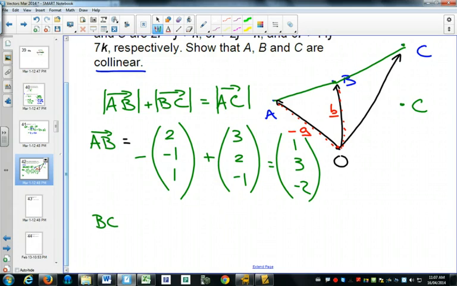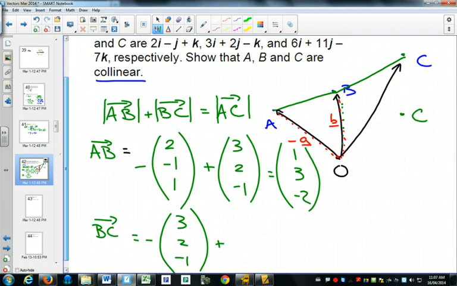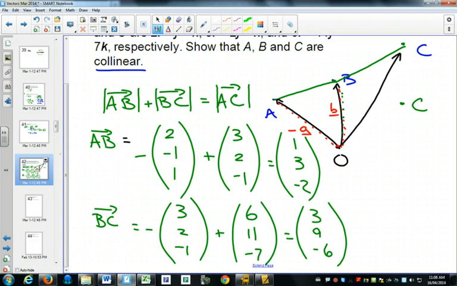B to C, same idea. If we go back to the origin from B, that'll be negative 3, 2, negative 1, because that's position vector B. And then we'd like to go to C, which will be plus, and vector C is 6, 11, negative 7. Giving us 3, 9, negative 6.